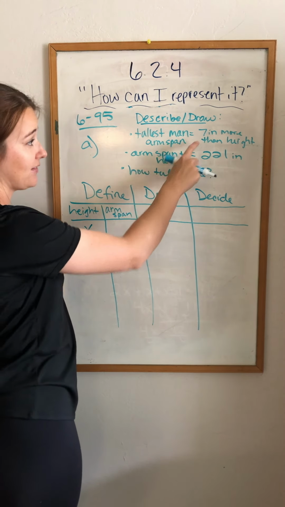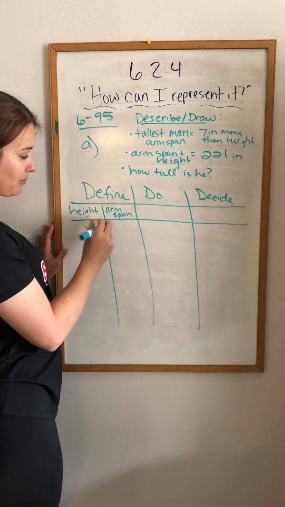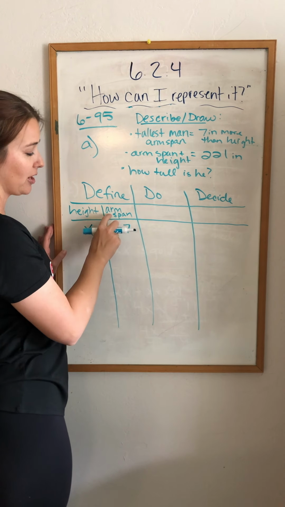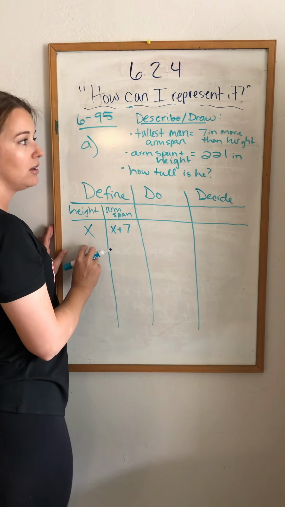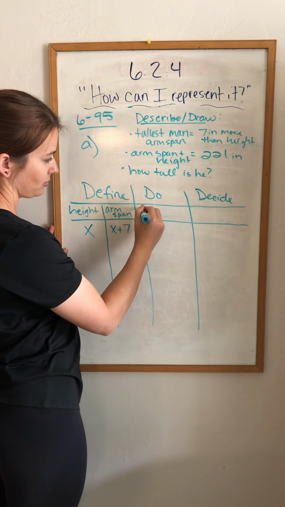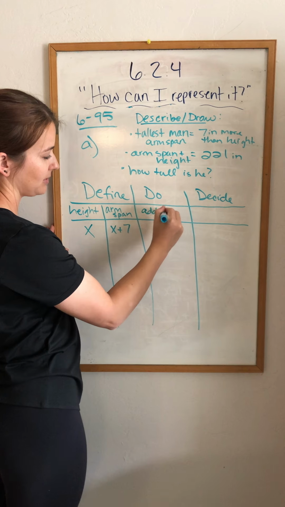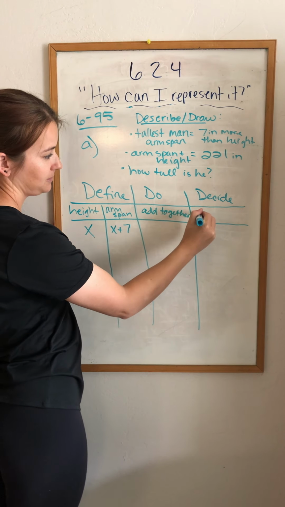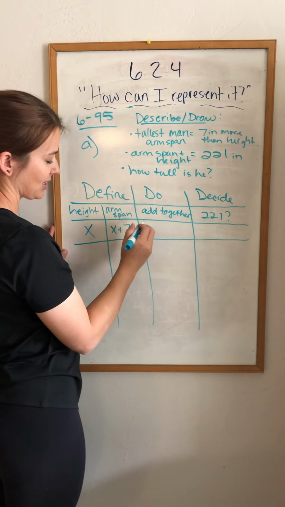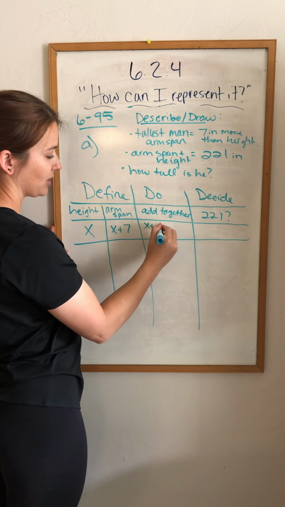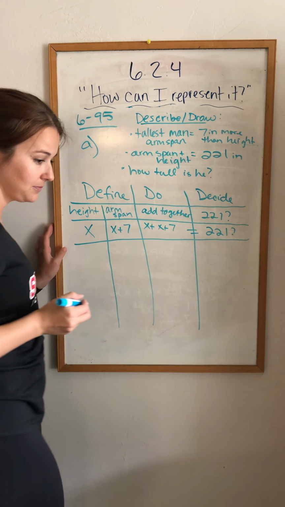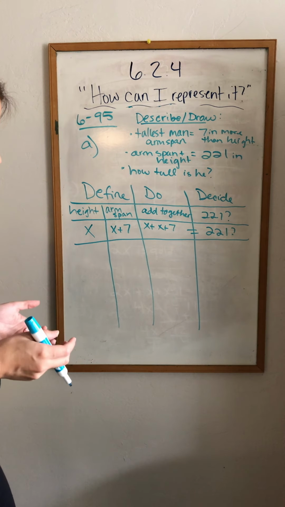Arm span we know is 7 inches more than his height, so we can compare arm span to this x with x plus 7, because arm span is going to be 7 more than his height. And then in the do section, we're just adding them together. x plus x plus 7 equals 221. Now we can start some trials.